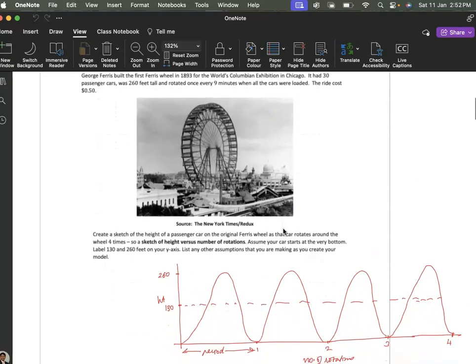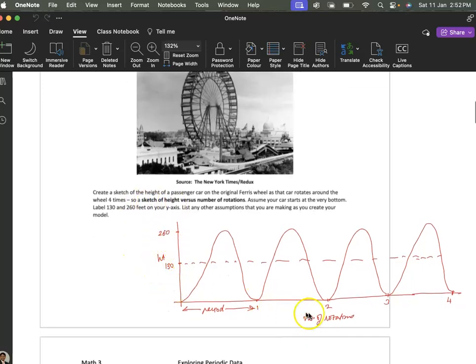It says to create a sketch of the height of a passenger car on the original Ferris wheel as the car rotates around the wheel 4 times. So a sketch of height versus number of rotations. Assume that a car starts at the very bottom, obviously because you'll hop in the car from the bottom only.